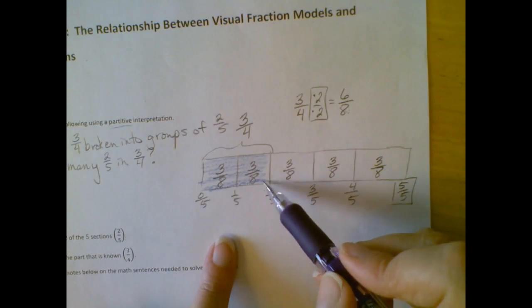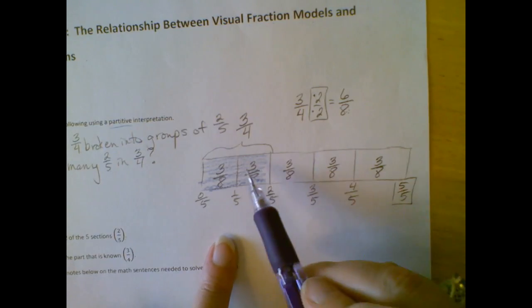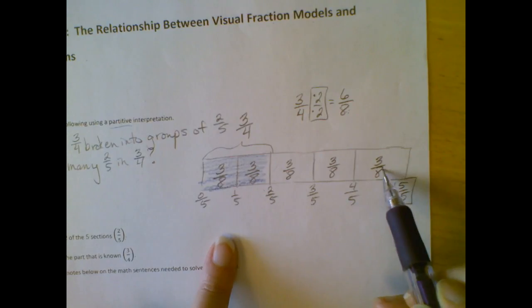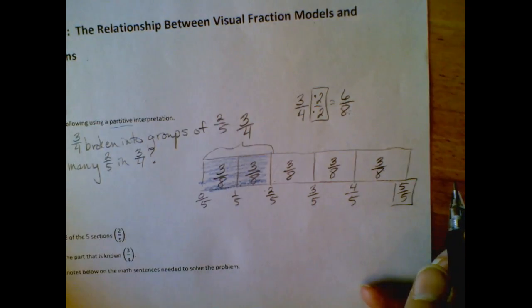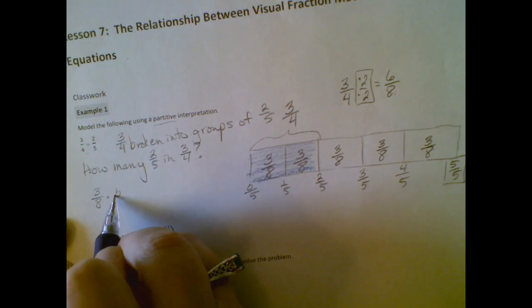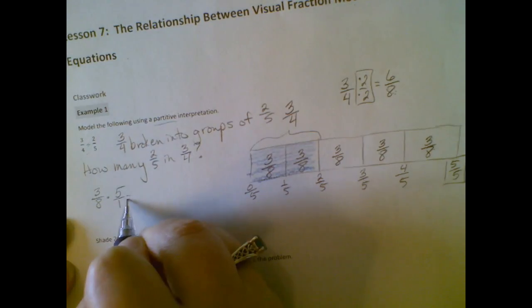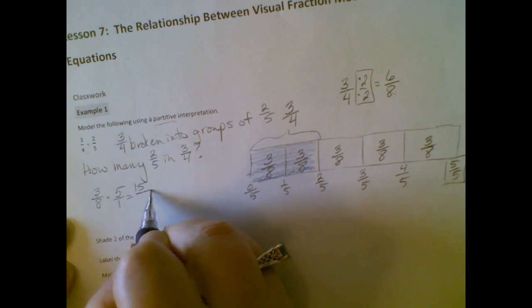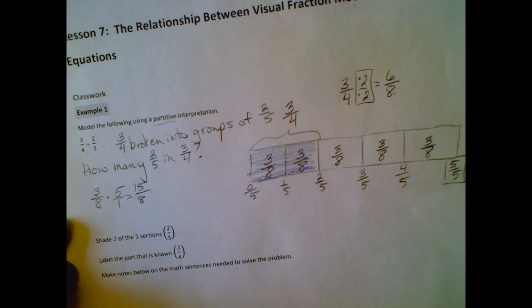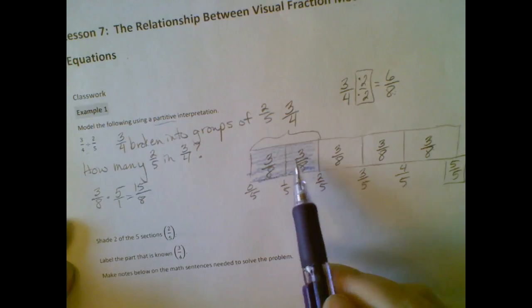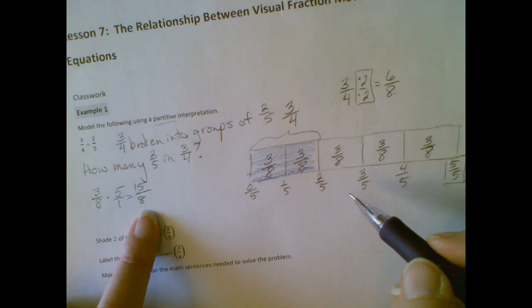I broke that up and then I've got 1, 2, 3, 4, 5 groups of 3/8. So if I have 5 groups of 3/8, I'm now going to do 3/8 times 5, 5 groups of them, 5 over 1. 3 times 5, giving me 15. 8 times 1, 8. 15 eighths. So 3, 6, 9, 12, 15. Yep, that makes sense. And 15 eighths.